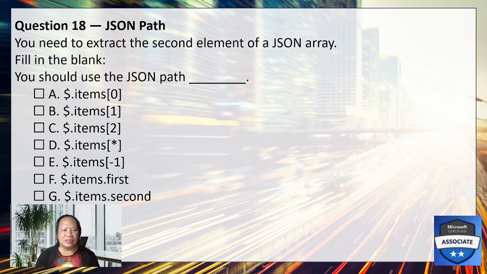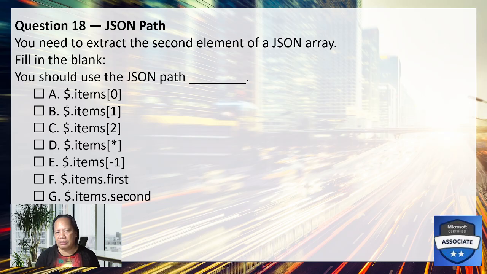You need to extract the second element of a JSON array. Fill in the blank. Use the JSON path: $.items[0], $.items[1], $.items[2], $.items[*], or $.items[-1], $.items.first, $.items.second.